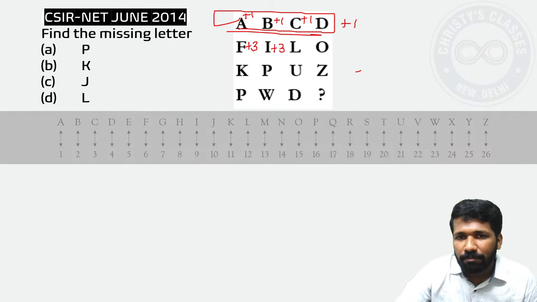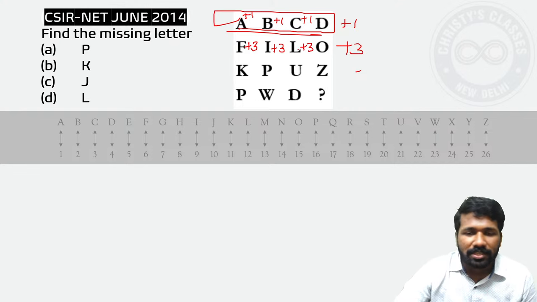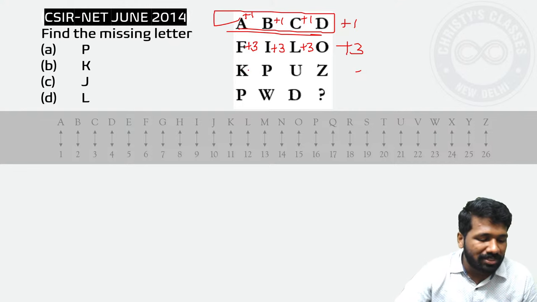I, J, K, L. Plus 3, L. L, M, N, O. Plus 3, O. So, second row is actually plus 3 pattern. Arithmetic sequence with a common difference of 3, mathematically speaking.